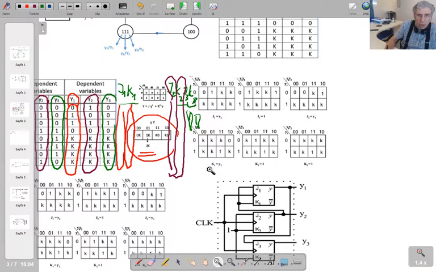Here are J1, K1. For the second memory element, J2, K2 functions. For the last memory element, J3, K3. So if we transfer all these functions, J1, K1, J2, K2, J3, K3, to this Karnaugh map, what happens is this. Now, come back a bit more. You see there is a group of Kphi don't cares here.